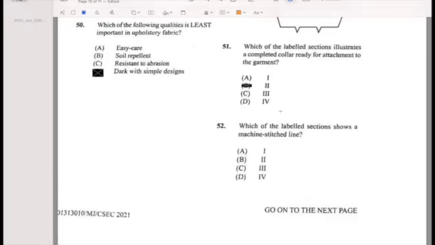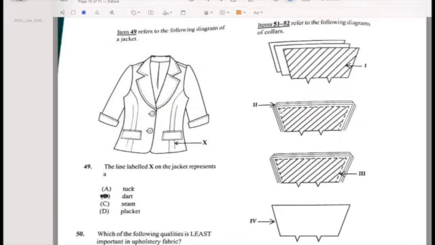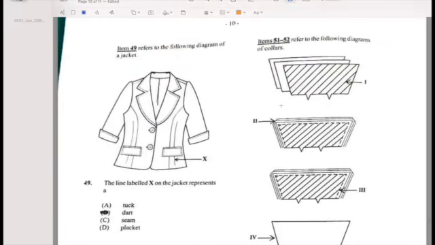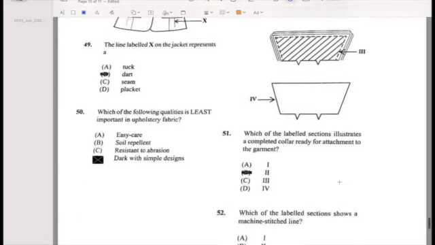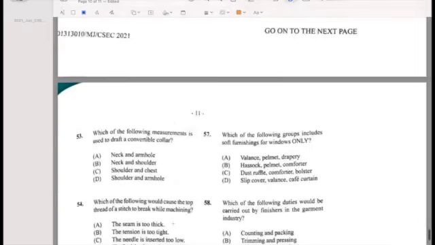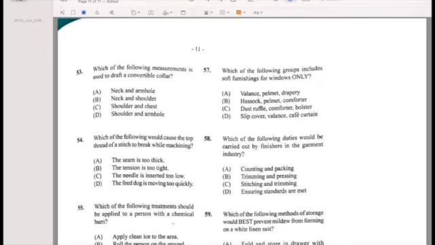52, which of the label sections shows machine stitch? So you have to go back and see which one of them shows machine stitch. That's C. This one shows machine stitch. All right, 52 is C. Let's highlight that one. 53, which of the following measurements is used to draft a convertible collar? 53 is B, the neck and the shoulder.